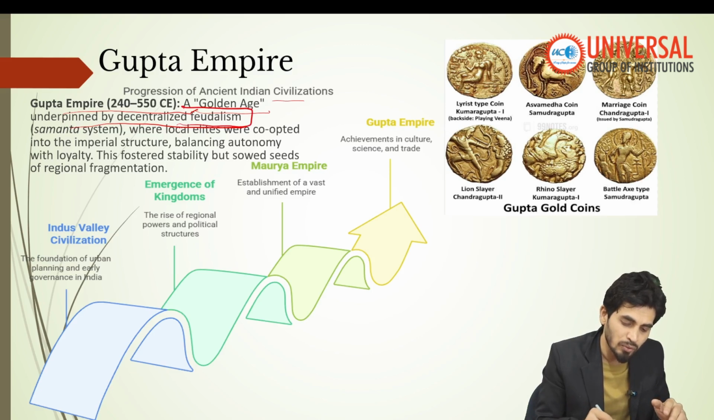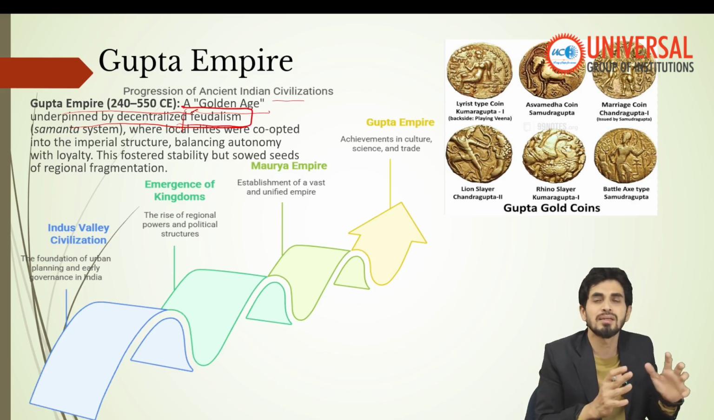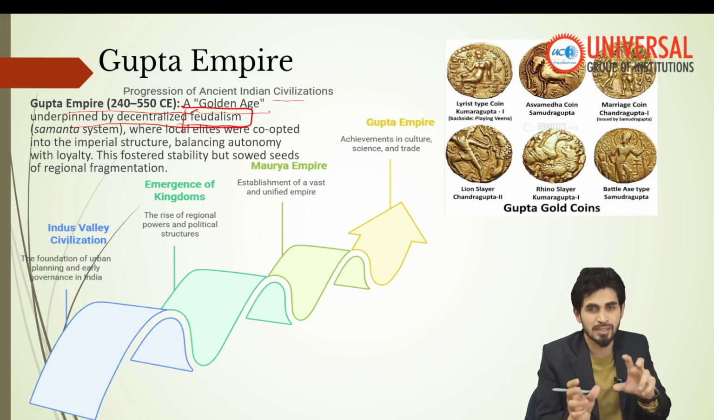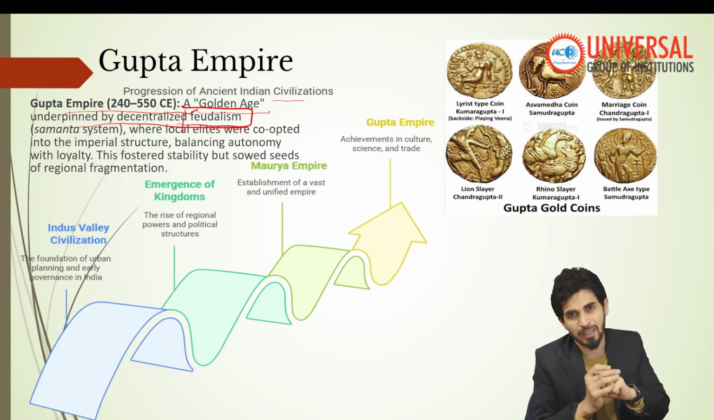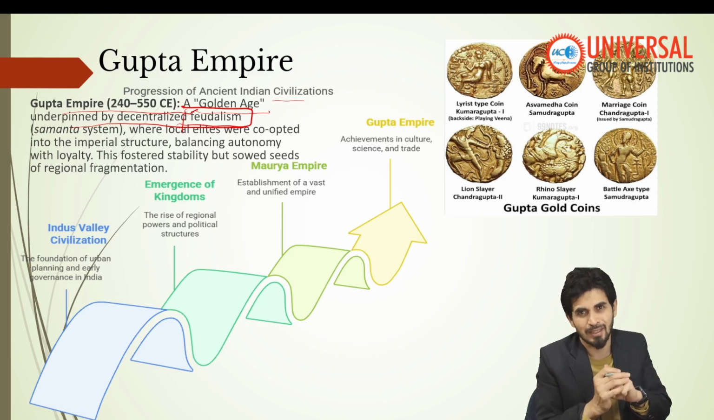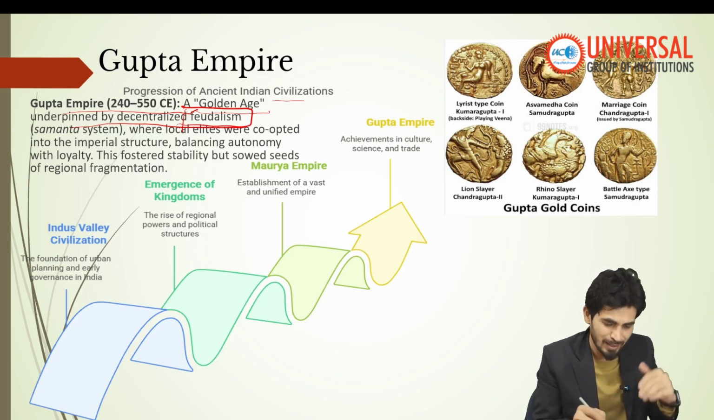The Samanta system means decentralized feudalism. So what is feudalism, if you ask me? It is a kind of class society where there are landlords as well as peasants, and the landlords are dominating the peasant working class. We will talk more about it in some other class, but we will have to move on here.